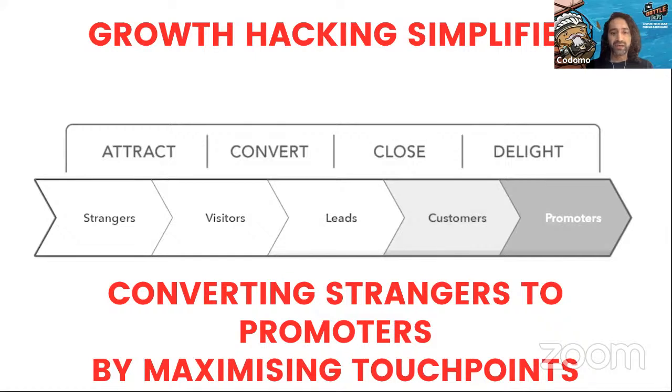So growth hacking simplified is really just converting strangers to promoters by finding the simplest way to do that, by maximizing touch points. It's like a growth wormhole, because you're always trying to feed people back into the start of the loop. It's like creating a feedback loop, and you're trying to maximize that, right? So growth hacking simplified is converting strangers to promoters by maximizing touch points. For someone who has never heard of you or your brand before, how do you convert them to buy your product, and then not just buy it, but promote it to people?